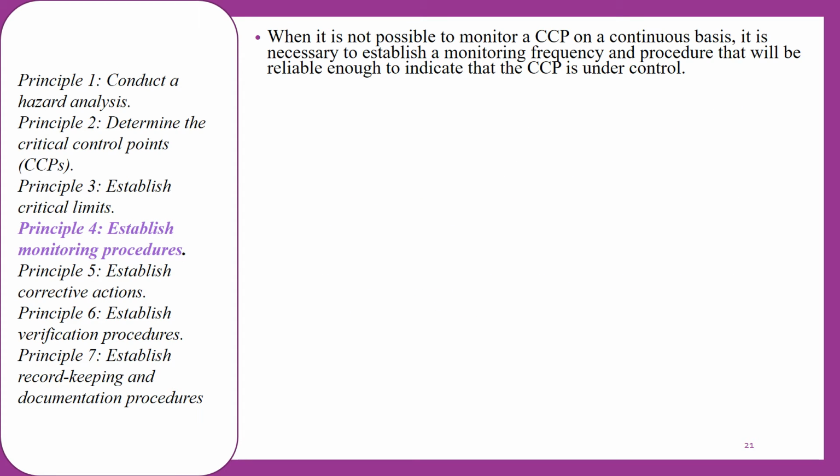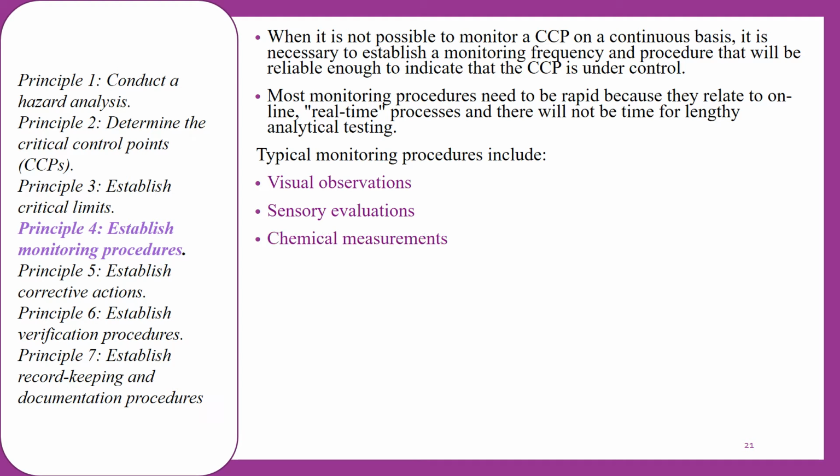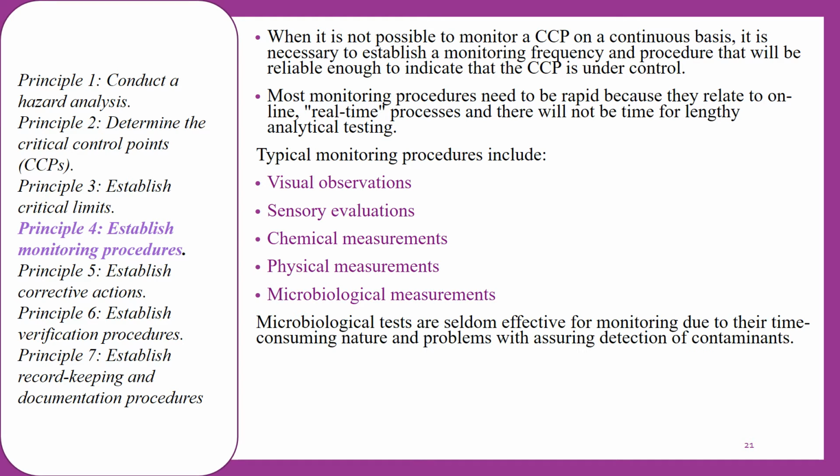When it is not possible to monitor a CCP on a continuous basis, it is necessary to establish a monitoring frequency and procedure that will be reliable enough to indicate that the CCP is under control. Most monitoring procedures need to be rapid because they relate to online, real-time processes, and there will not be time for lengthy analytical testing. Typical monitoring procedures include visual observations, sensory evaluations, chemical measurements, physical measurements, and microbiological measurements.